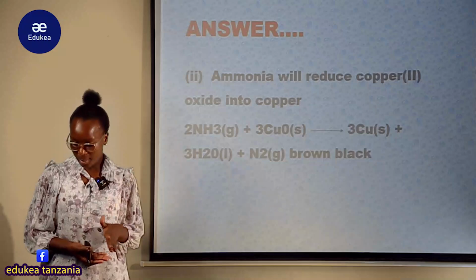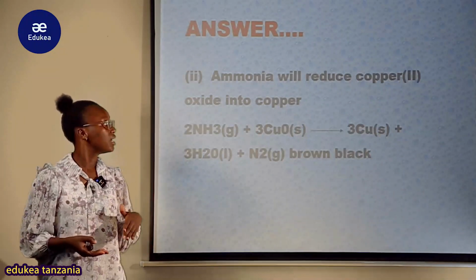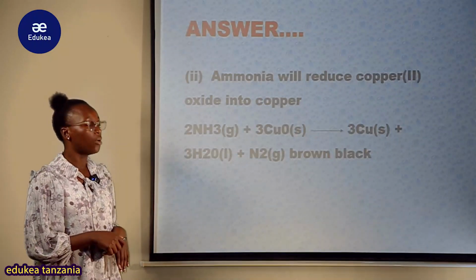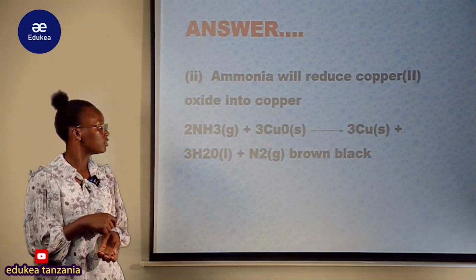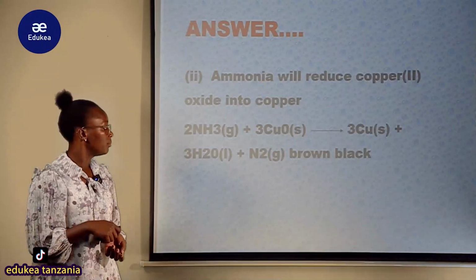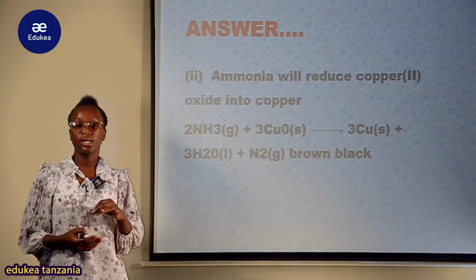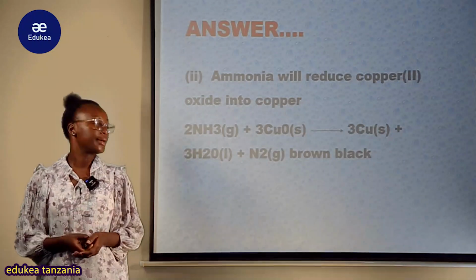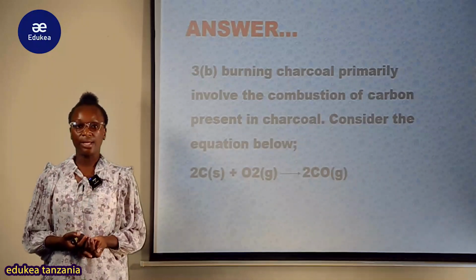Just unaonyesha kwamba hiyo ammonia ikireact na copper 2 oxide unapata kitu gani. Kwa hiyo simply ammonia reduce huyo copper 2 oxide into copper metal, as you can see here in our products. Lakini tutapata formation ya product nyingine. For instance, tuna hii nitrogen gas ambayo it is in brown color, lakini kuna hiyo water molecule. Hizo ni byproducts, lakini the main one is this copper metal ambayo imekuwa formed, ambayo imekuwa reduced from copper oxide. So now tuende tukaone katika 3B.